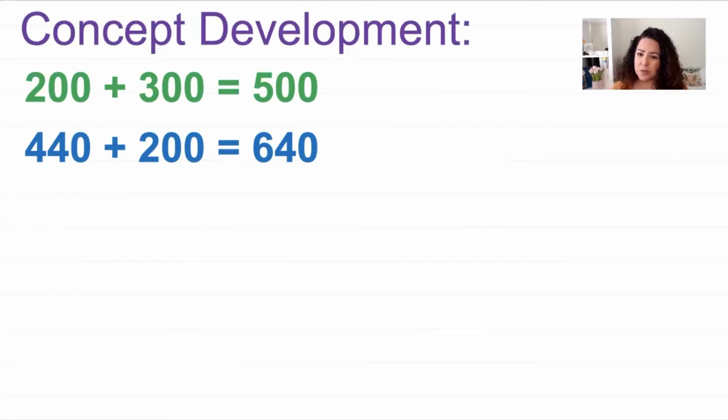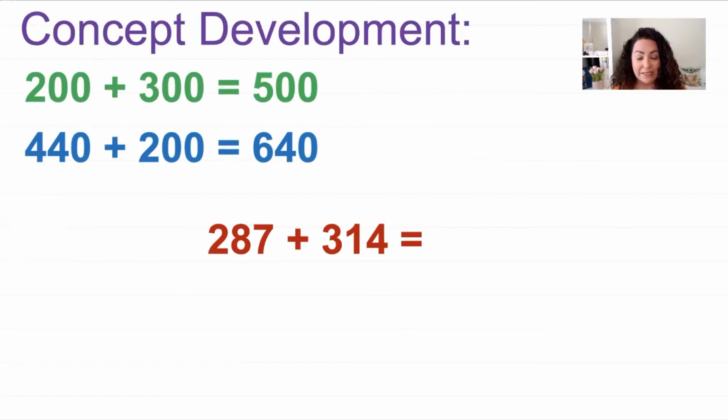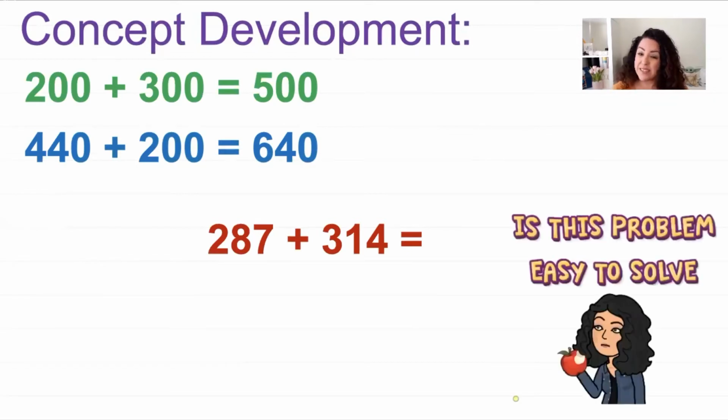So those are pretty easy problems to solve, right? They're nice big numbers, but we were able to add them kind of in our heads. But what about this problem right here? 287 plus 314. Is this an easy problem to solve? You know, I'm looking at it and in my head, it's a little tricky.